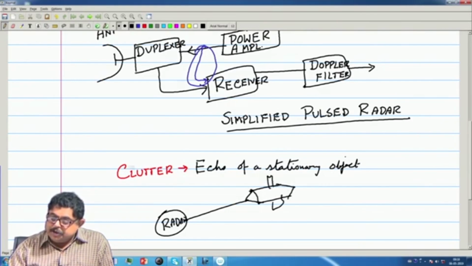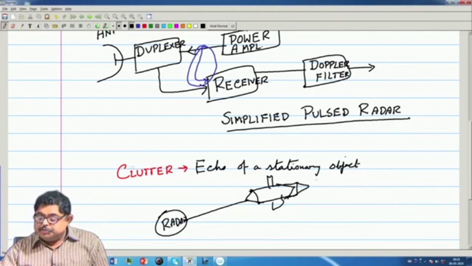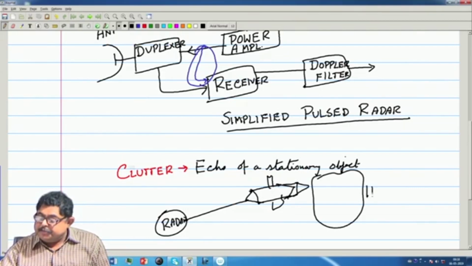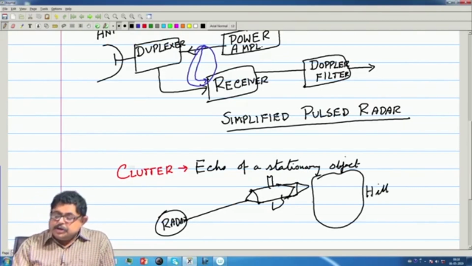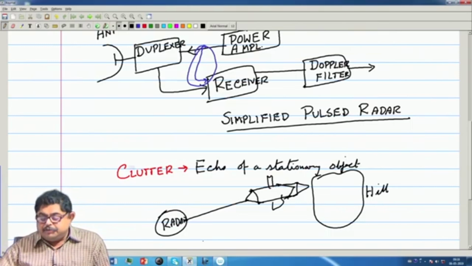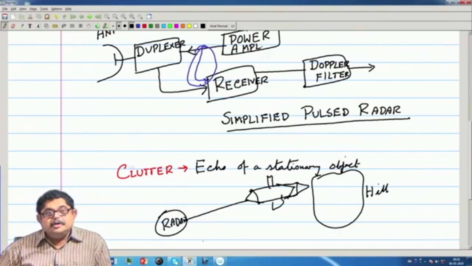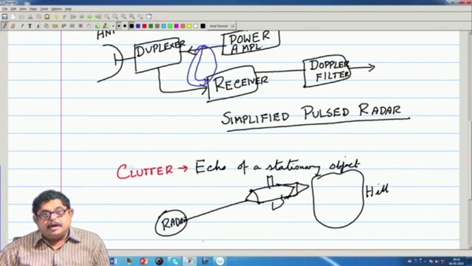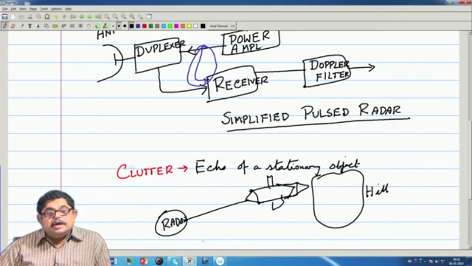The aircraft is coming here, and suppose there is a large hill here. So, this hill's return sometimes may be 60-70 dB higher than the return from the scatter from this aircraft. So, clutter removing is a very serious job, and actually pulse radar gets it inherently.